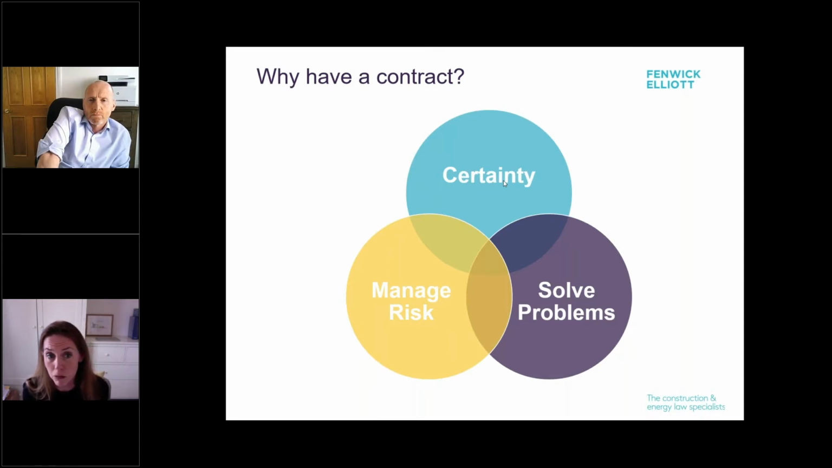What if there isn't a contract, or there's more than one contract, or it's not clear as to whether there's a contract, or it's not clear what terms are incorporated, or how those terms sit together? Well, then what? When it comes to working out the underlying issue and how to solve that, we're in a spot of bother. We don't have certainty, the risk isn't managed, and we haven't solved a problem, we've created one.